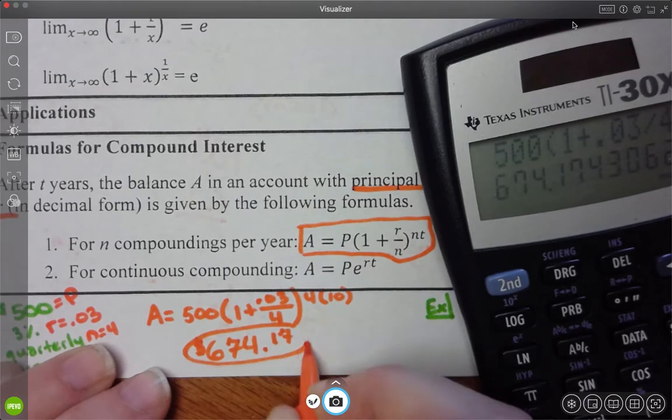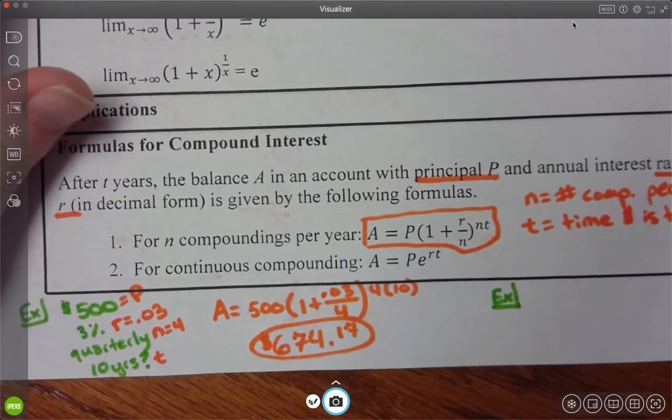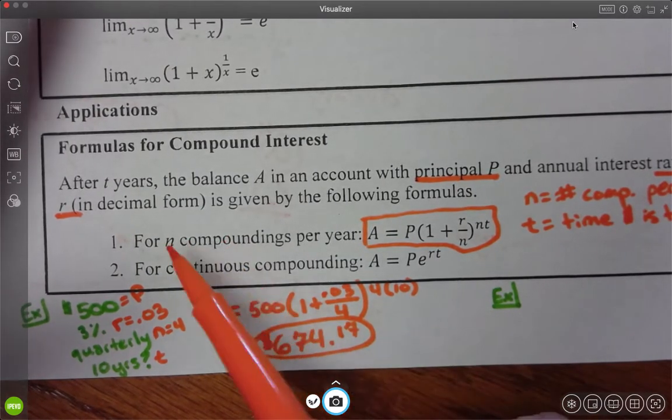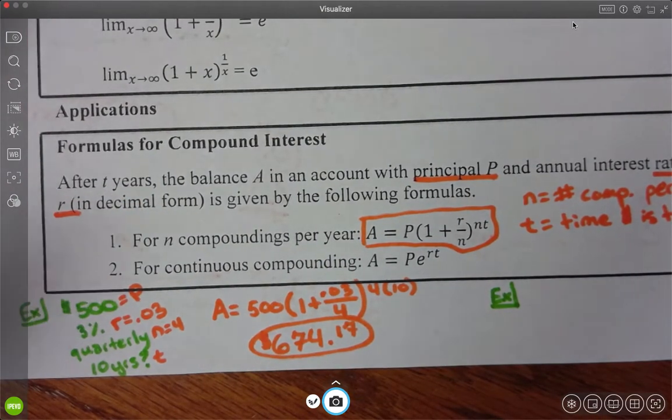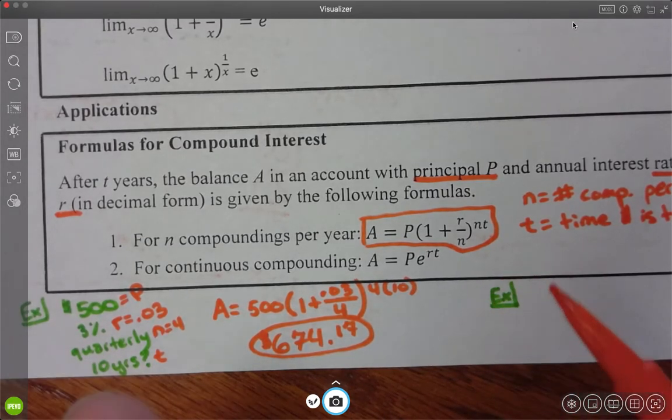$674.17. Okay, which is, I mean, not a whole lot, but it's $174 in interest that I would not have made in the first place. It's basically like free money just by it sitting there. So that was compounding quarterly. If I compounded it more frequently than that, so compounded it monthly, meaning 12 times per year, it would end up making me just ever so slightly more than $674, maybe $680. The more times you compound per year, the more money it's going to make you.